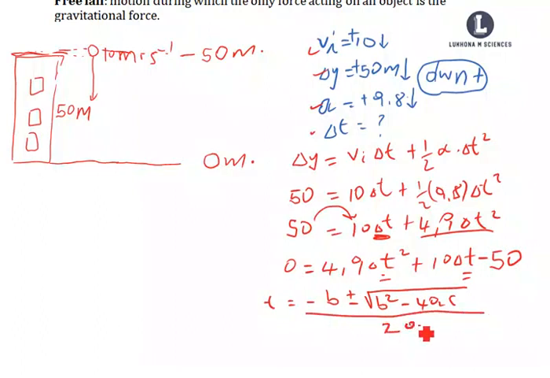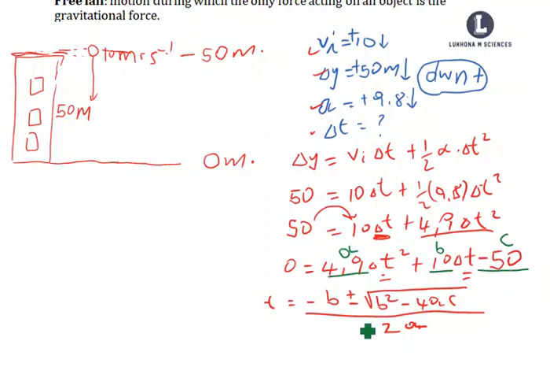a is the coefficient of the first term, b is the coefficient of the second term, and c is the constant. So we have the first term, the coefficient is a, so this is a. Then this is the second term, the coefficient is b, this is our b with this sign. Then this is the constant, c, which is negative 50.